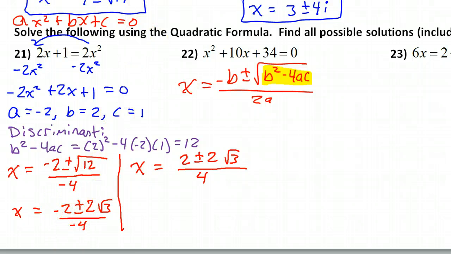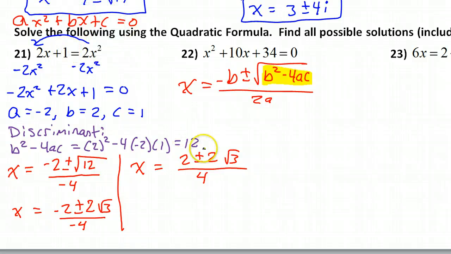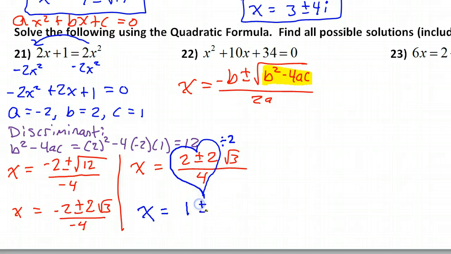If you forget to do that, I'm not actually going to mark off for that. But on the other hand, I will mark off if you don't reduce these. Let's put a heart around these, you guys. If these three numbers can all be divided by the same thing, you must do it. It has to be all or nothing. It can't just be two of them; it's got to be all three. And they are all divisible by 2. So if you do that, then you will get x equals 1 plus or minus radical 3 over 2. And this is your final answer.